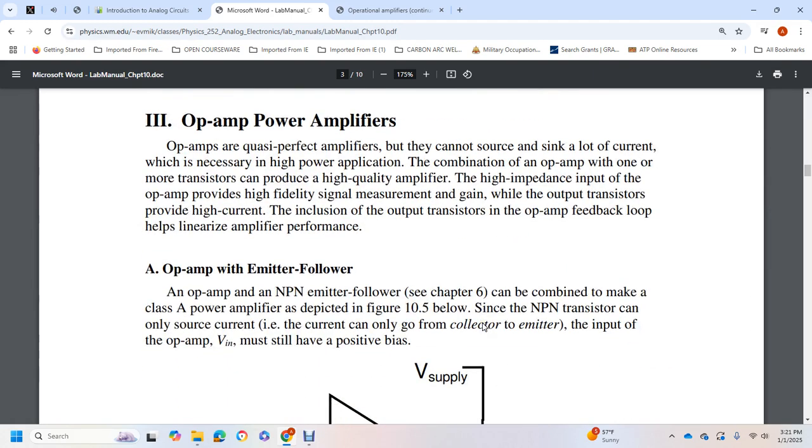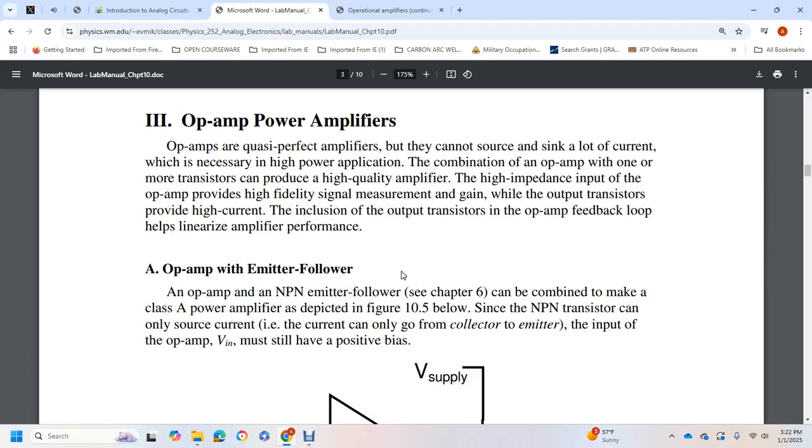Op amp power amplifiers. Op amps are quasi-perfect amplifiers, but they cannot source the amount of current necessary for higher power applications. Combining the op amp with one or more transistors can produce a high quality amplifier, with a high impedance input and high fidelity signal measurement and gain, while the output transistor provides high current. With the inclusion of the output transistor in the feedback loop, the linearized amplifier performance is improved, as with the emitter follower, the NPN emitter follower.